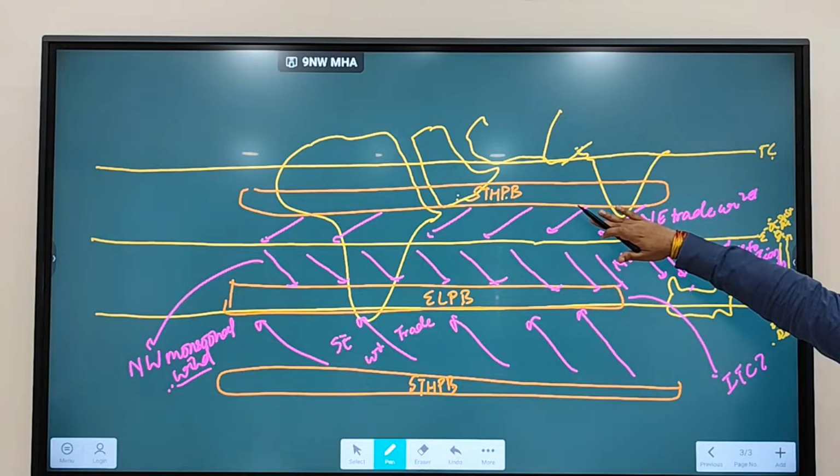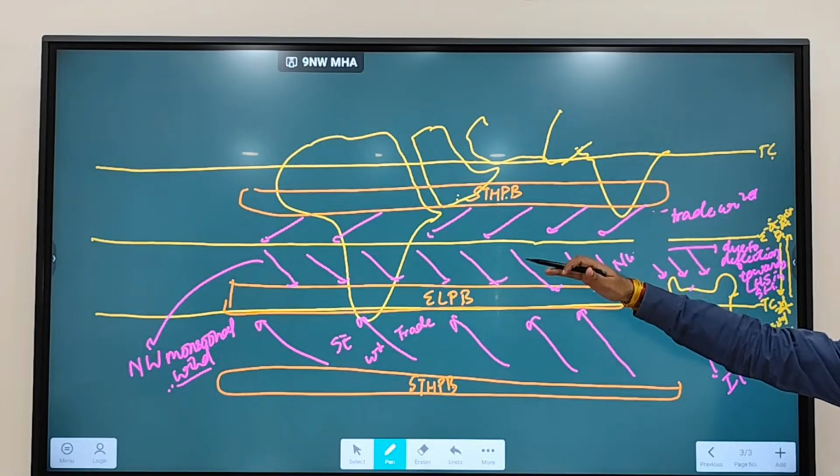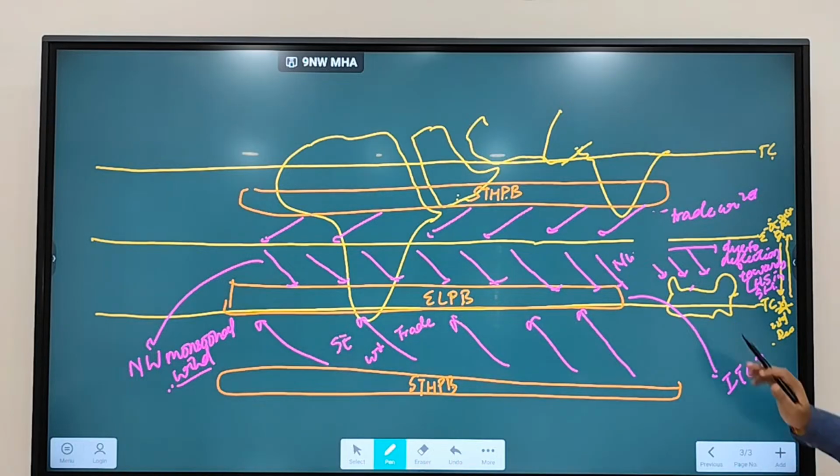When it shifts upward, what will happen? Now the wind doesn't have to cross the equator. So the wind will not cross the equator. So what will happen? This northwest monsoonal wind will not blow. So generally it blows in which season? The northwest monsoonal wind generally blows from November, December to February. Generally you see the blowing of the northwest monsoonal wind in such a particular season.